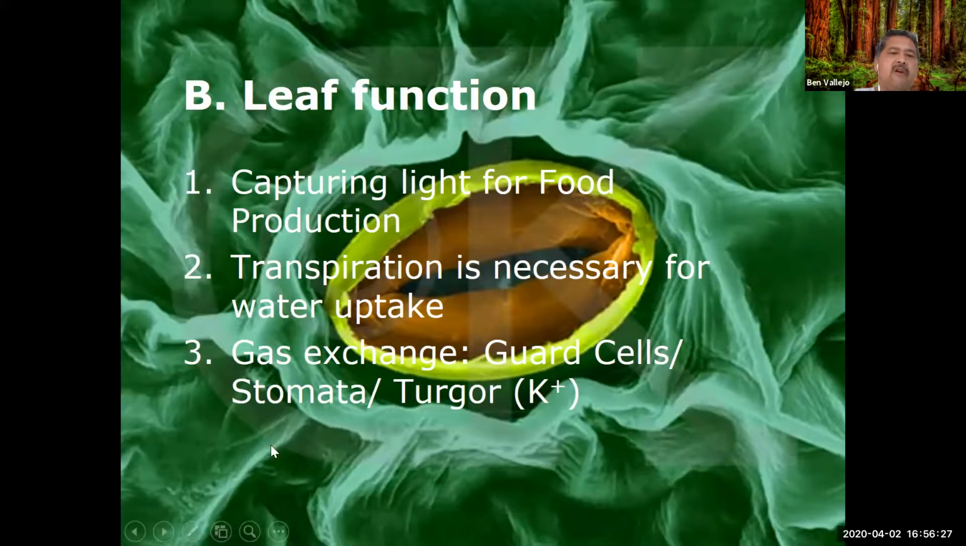Down here I wrote guard cells, stomata, and turgor. The turgor seems to follow the flow of potassium ions in and out of the guard cells. If a couple of ions go into the guard cell, then the water goes into the guard cell, the guard cells swell up, and the hole opens up. But when the potassium goes out, the water goes out, and then the hole closes because the water is going away. So that's how the leaves control their function, control transpiration, and pick up that carbon dioxide so that they can make food.